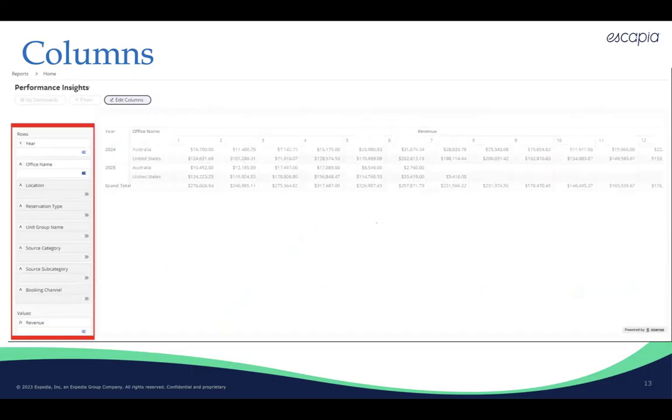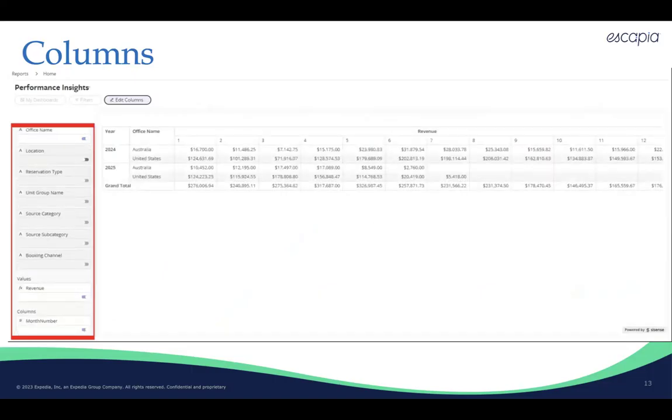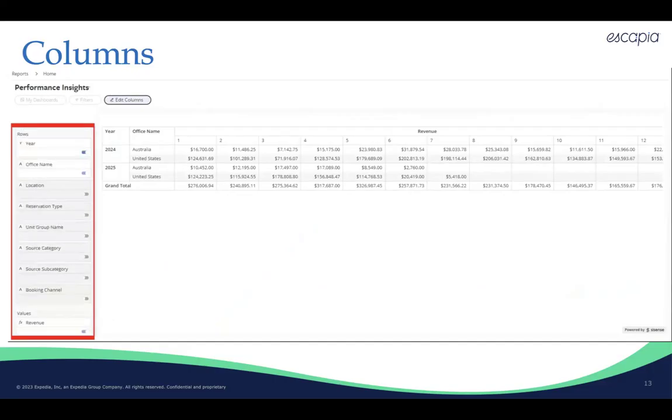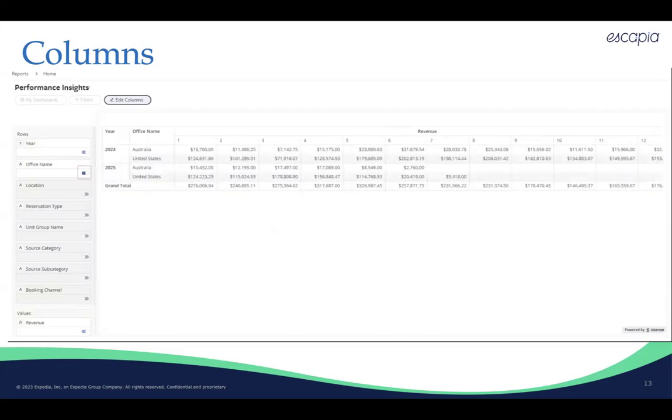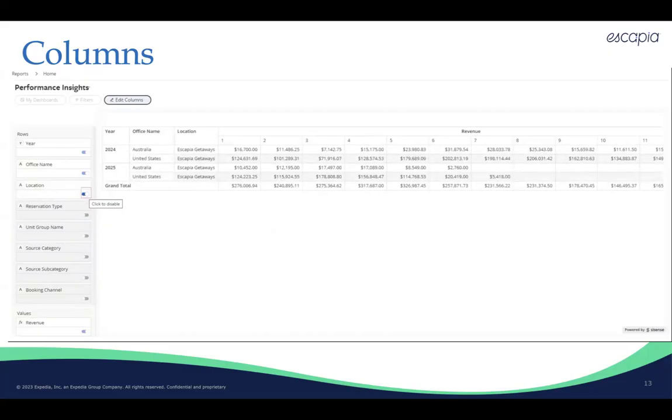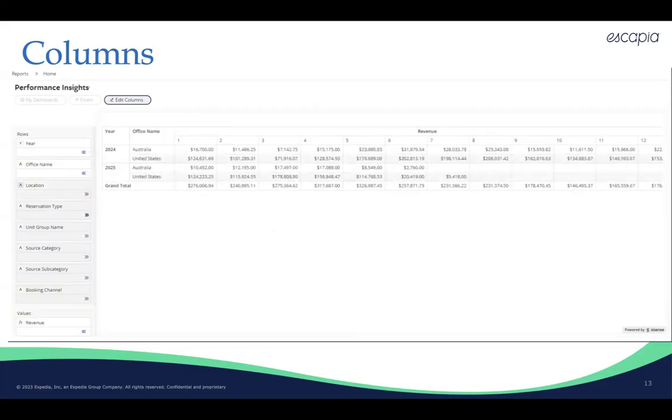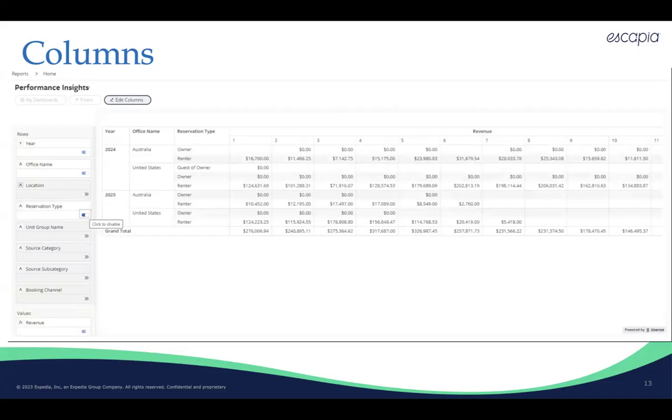In here, as you can see, we have a ton of different options here. A couple that I just highlighted with the demonstration is going to be things like your year, the offices. So if you're someone who has multiple offices, which we know quite a few of you guys do, you can filter specifically by that. You can filter by location as well, or edit your columns to show location as well. You can also do reservation types, whether or not you would like to view those. As you can see, there are quite a few options here.